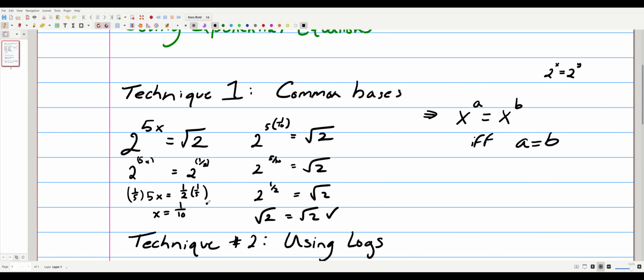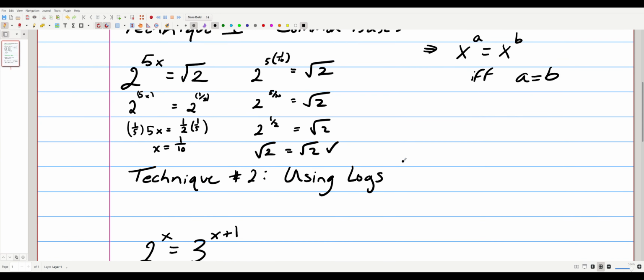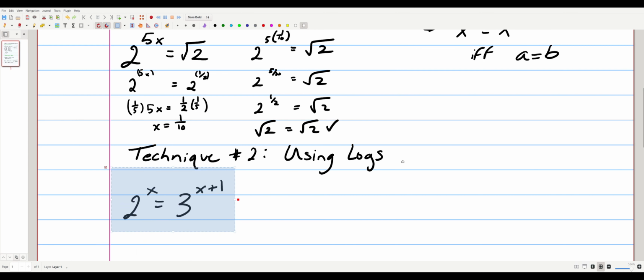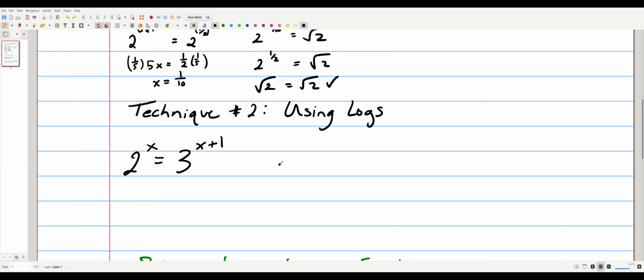Okay, so technique number 2 for solving exponential equations is using logarithms. If you try to apply the same technique number 1 here, you're going to realize that there's no way to write 3 as a power of 2, because 2 to any power is not 3, right? These are relatively prime numbers. And so, well, we know ultimately our goal is to get x by itself.